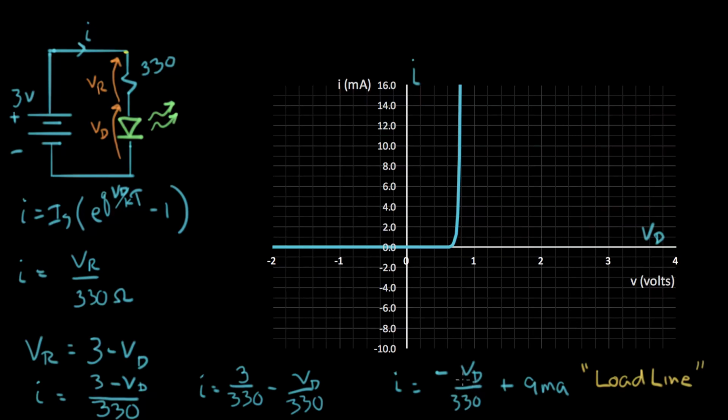So if I set VD equal to 0, then I equals 9 milliamps. So here's VD equal to 0, and it'll go through 9 milliamps. So that's 1 point on the line. But what else can I set to 0? I can set I equal to 0, which means I'm on the voltage axis.